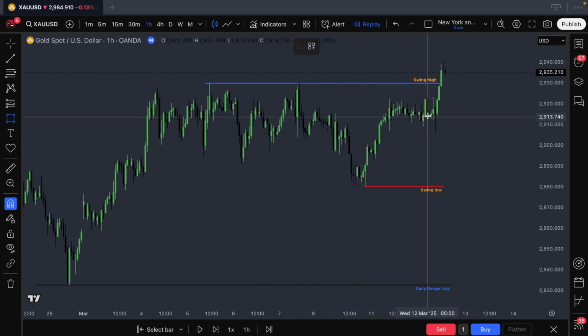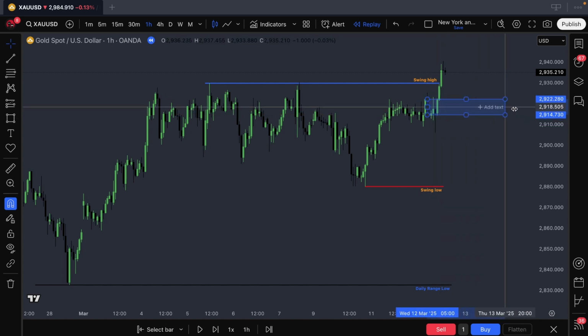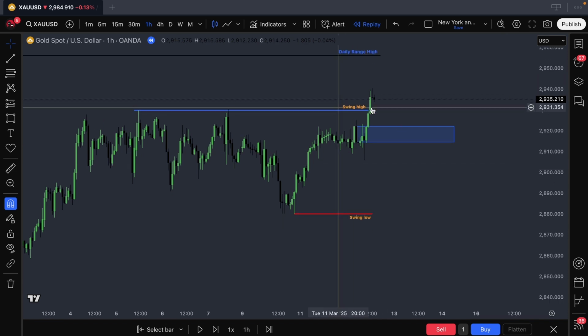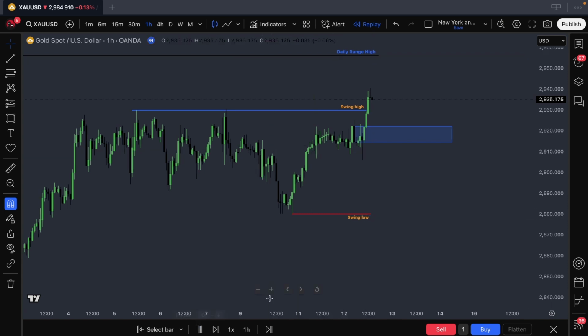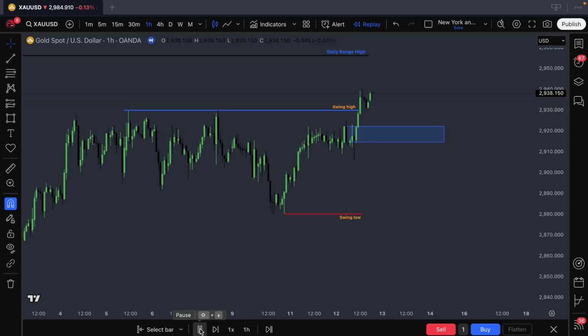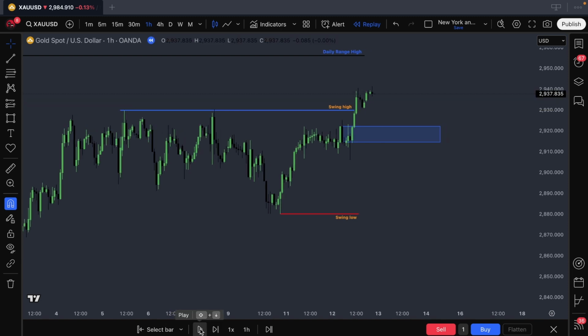I would want to pull back to this order block right here. I would want to pull back to this order block and look for executions. Now that I know that these swings are taken, my target will probably be this high right here, the range high. Let's see how it goes. Okay, interesting.